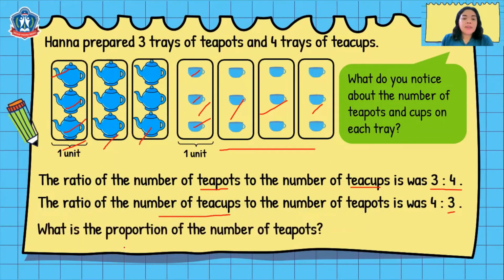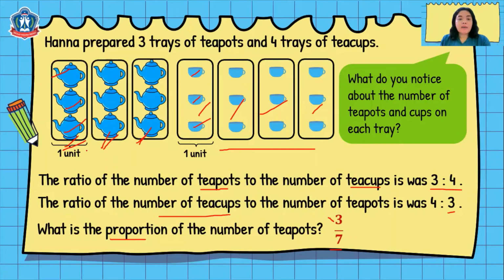Now, let's find the proportion of the number of teapots. How many teapots do we have? We have 3. When we are going to find the proportion, children, it is connected with the total number of units. How many are the total? 7. So therefore, the proportion of the number of teapots in connection with the total number is 3/7. Proportion can be expressed as a fraction.